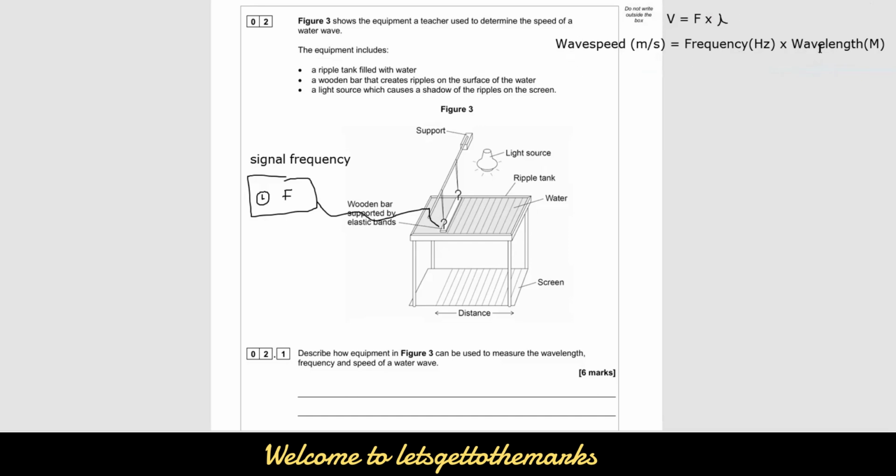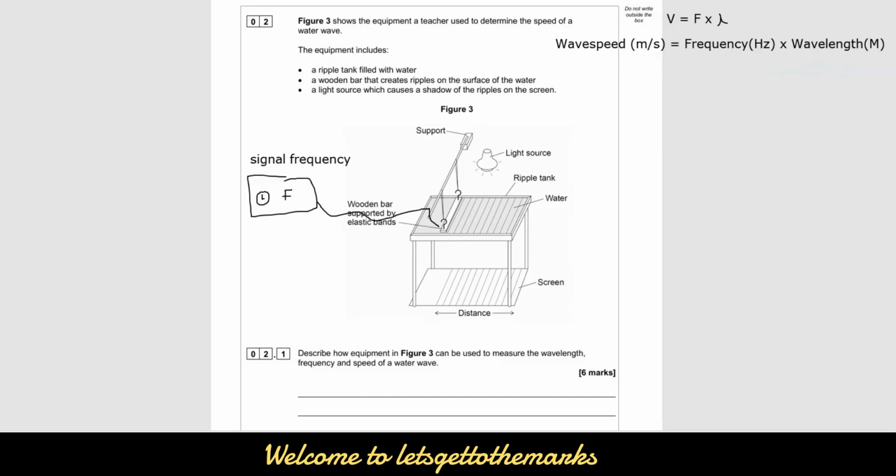If they ask you to find the wavelength, you would do an explanation of how to find the wave speed and say divide it by the signal frequency to get the wavelength. So you can always rearrange this equation. But this question is specifically saying how would we use the equipment in each circumstance to find that, and that. So let's get on and explain that.